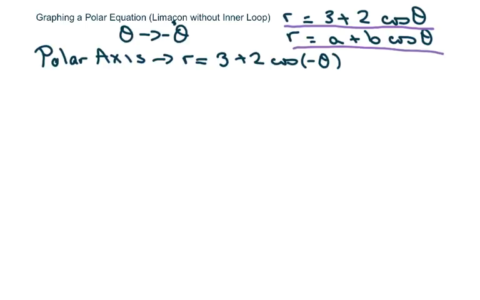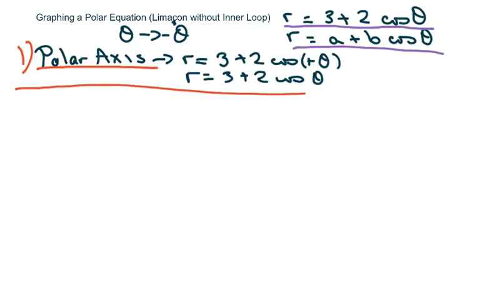So when I put this in, we know that cosine is even, so we can just take that away and make it a plus. So yes, it does pass the polar axis test. So it is symmetric to the x-axis or the polar axis. Okay, the next test is the line theta equals pi over 2, which just means it's symmetric to the y-axis.